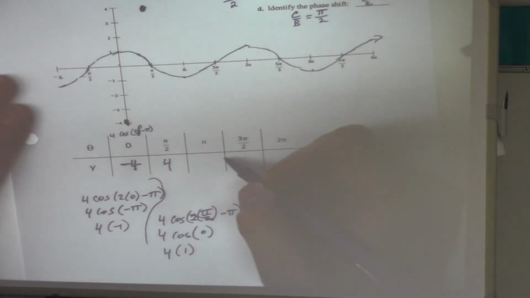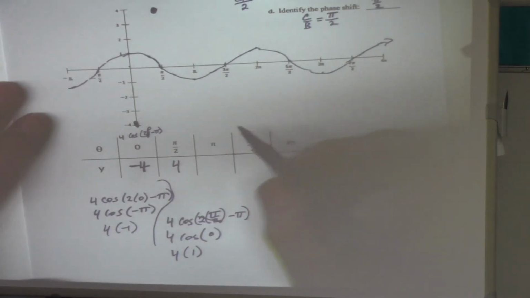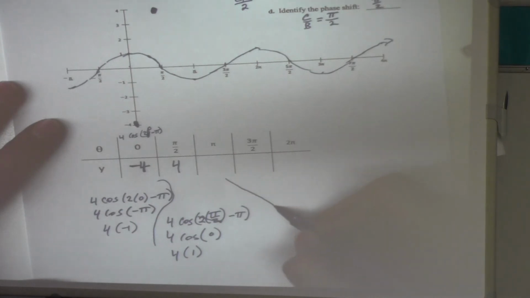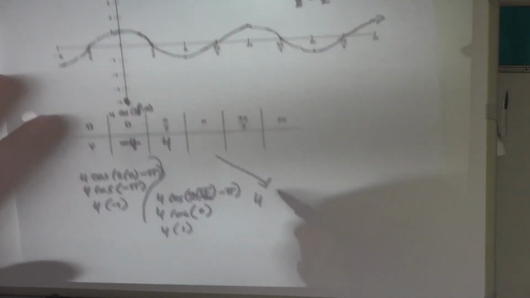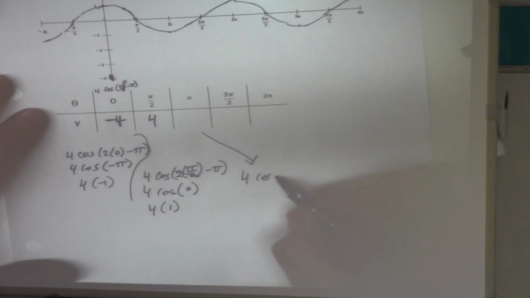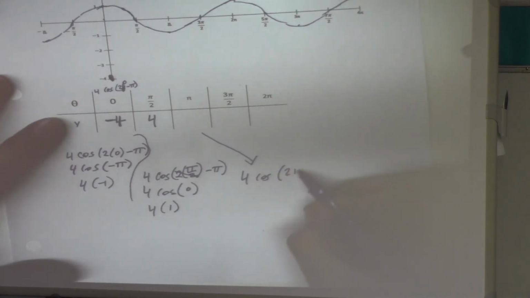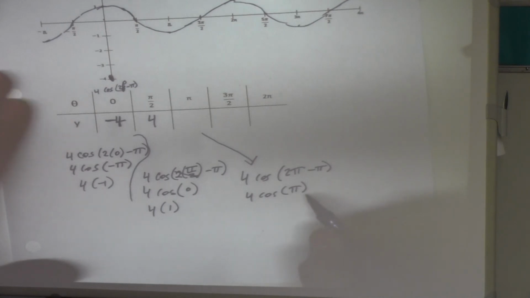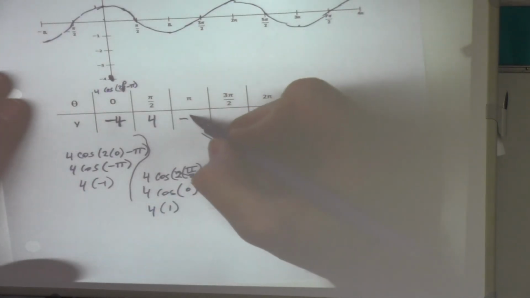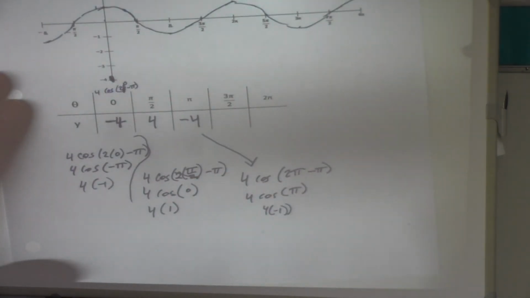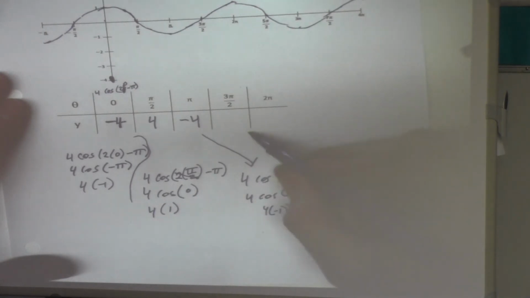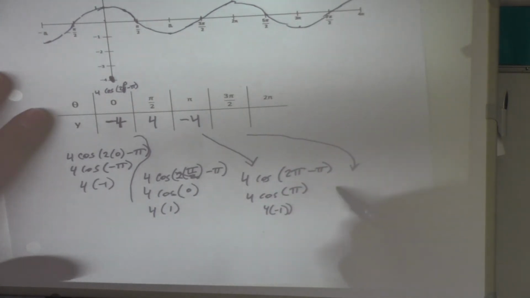Okay, now let's do pi here. All right. And so that one I'm going to do over here. 4 cosine 2 pi minus pi. 4 cosine 2 pi take away pi is 1 pi. And the cosine of pi is negative 1, so that's 4 times negative 1, so that's a negative 4. Okay, now this one, I guess I can do that one over here.